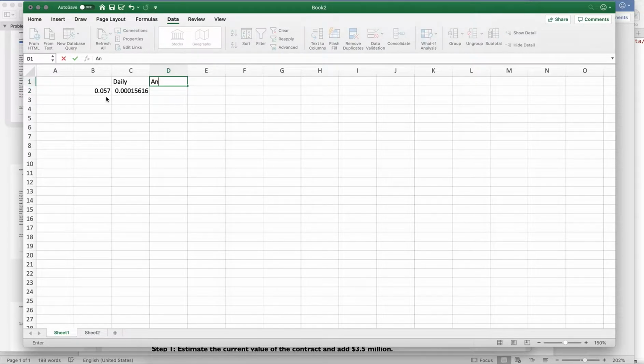To get the annual rate, we do 1 plus the daily rate to the power of 365. So the daily rate is compounded 365 times to get the annual rate. And I have to subtract 1 to make them look all the same. To get the quarterly rate, we can do 1 plus the annual rate to the power of 1 divided by 4, minus 1.